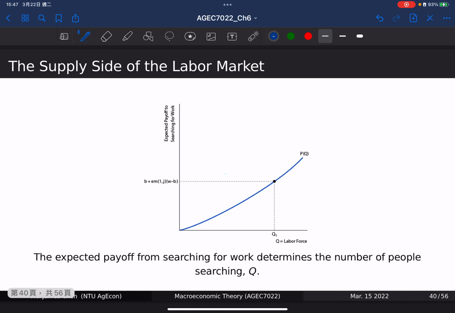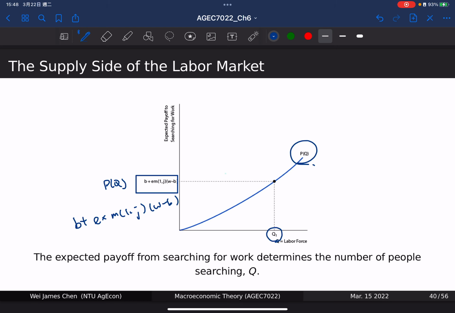Okay, if it is not clear, let's look at this. This is the supply side of the labor market. Here, this is the labor force, Q. Here is the equation I just wrote: B plus E times M of (1,J) and W minus B. This is the expected payoff. So I was writing this P of Q here, but P of Q is exactly equal to these things. So I know the exact form of this expected payoff. Is that clear?